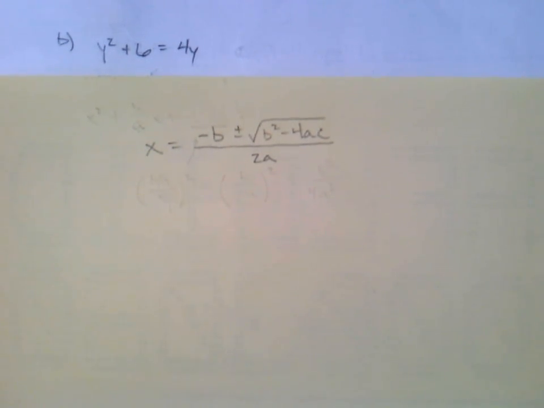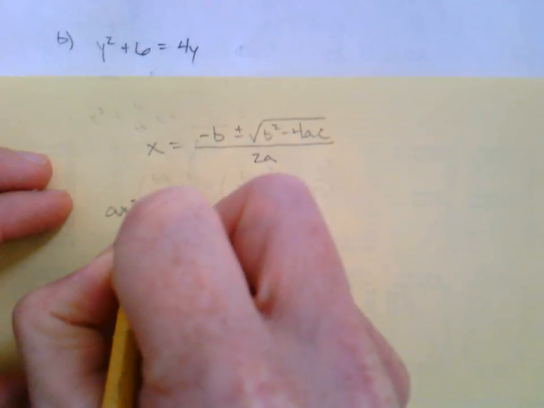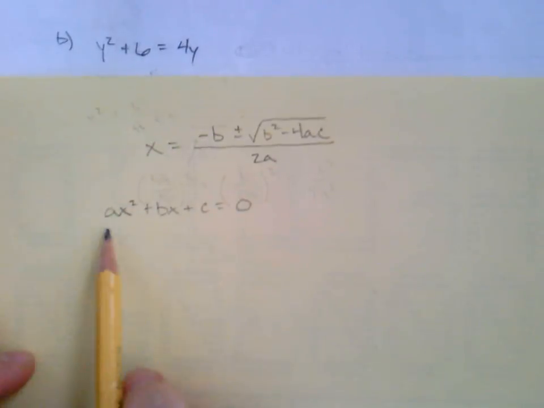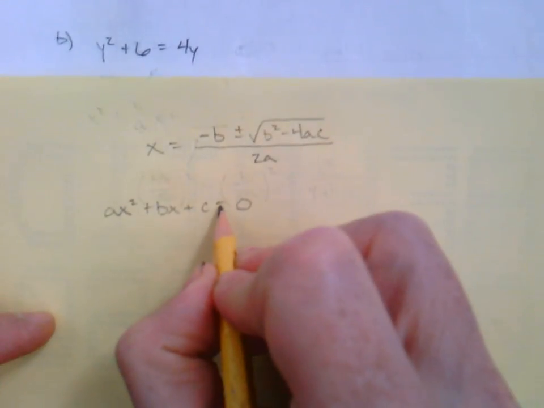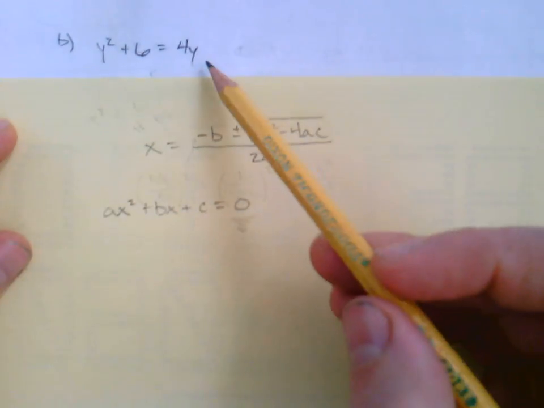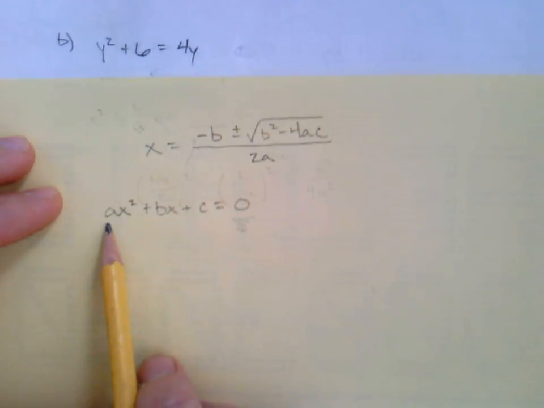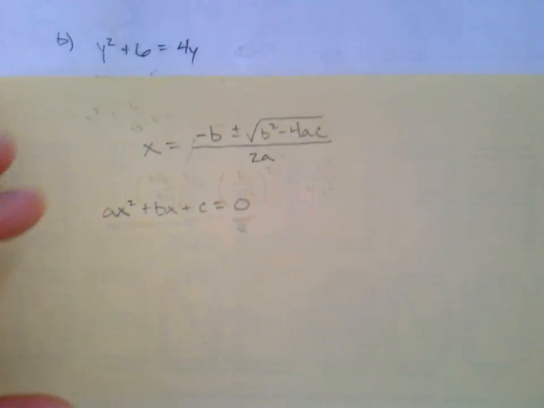Y squared plus 6 equals 4y. Now, one thing to remember also, and I probably should have written this as well, the quadratic formula has to come from this statement. Ax squared plus bx plus c equals 0. It has to equal 0 for that to follow, which is not what we have in this problem. So our first step is to make it look like that. So what should we do?